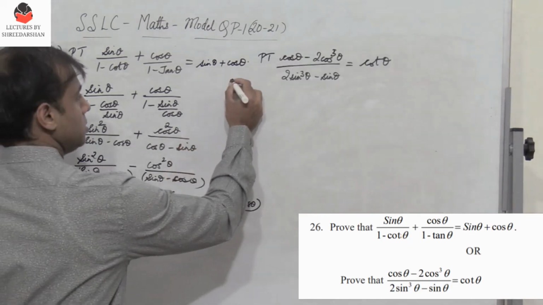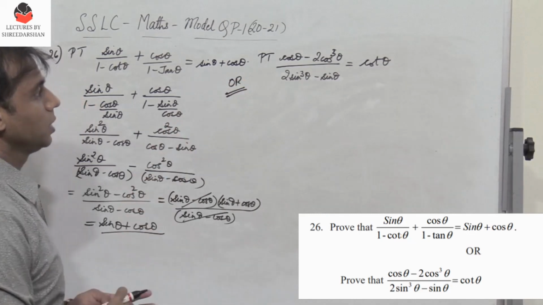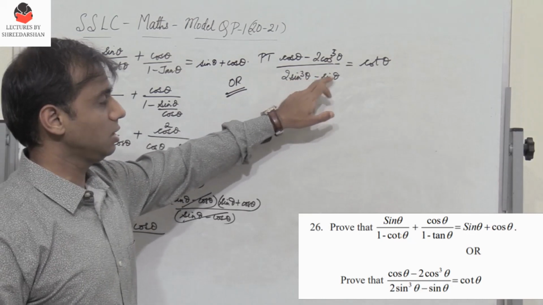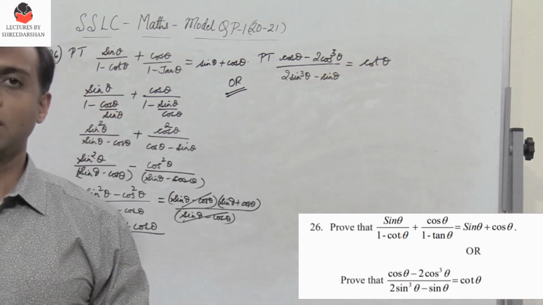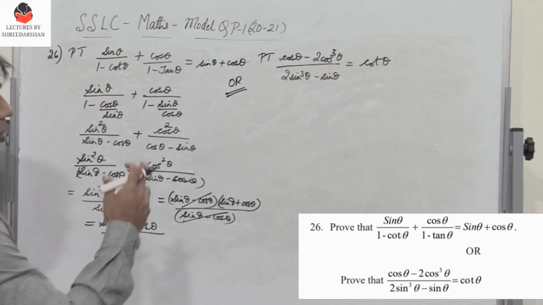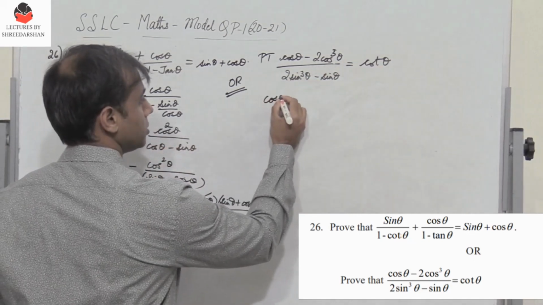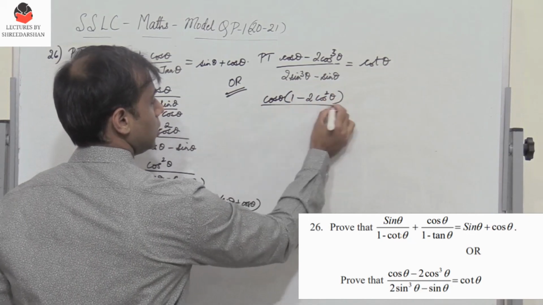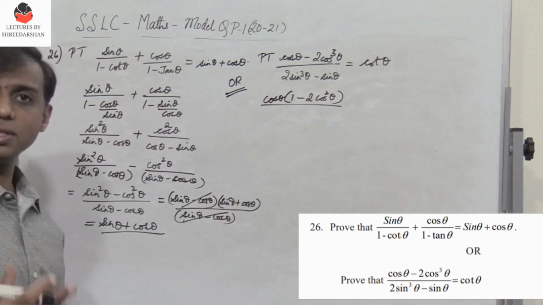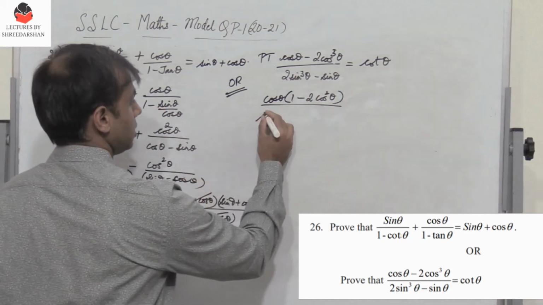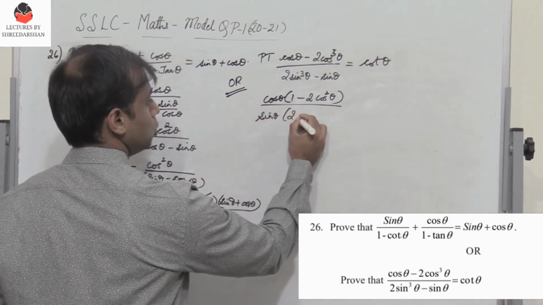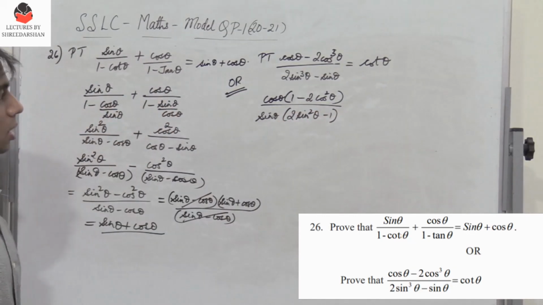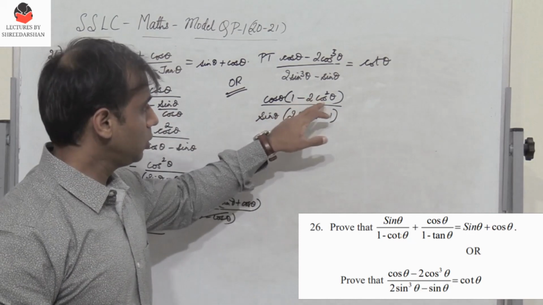So now we have another question, where we need to prove that cos theta minus 2 cos cube theta divided by 2 sine cube theta minus sine theta is equal to cot theta. Now if you observe the numerator, what is common? Cos theta is common. So I take cos theta, I get 1 minus 2 cos square theta divided by, in the denominator I have sine theta common. So I take sine theta, I get 2 sine square theta minus 1. So let's not touch the denominator, let me only touch the numerator.